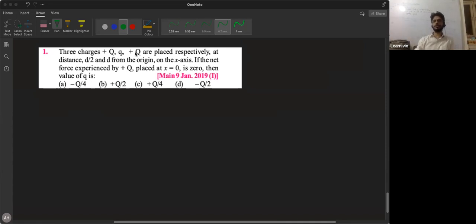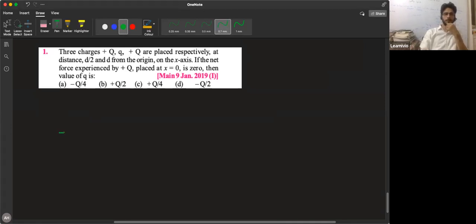You have three charges Q, Q and minus q. They are placed respectively at distance d by 2 and d from the origin on the x-axis. If the net force experienced by plus Q at x equal to 0 is 0, the value of small q is. So you have two charges plus Q. This is x equal to 0. On x equal to 0, you have a charge plus Q.